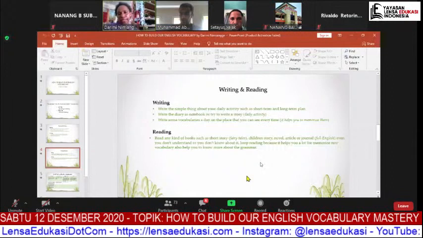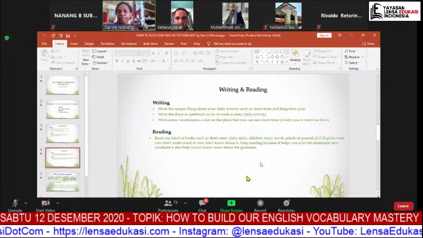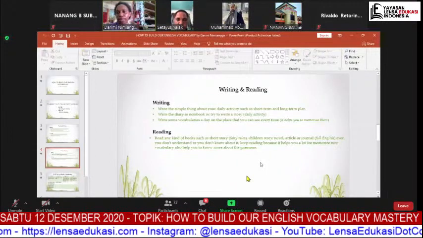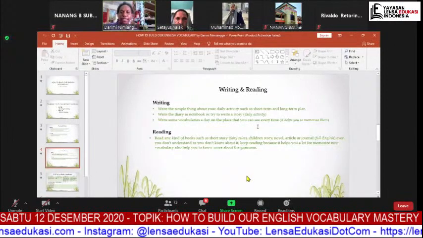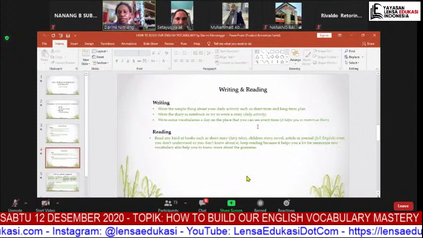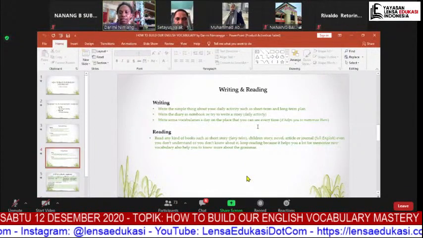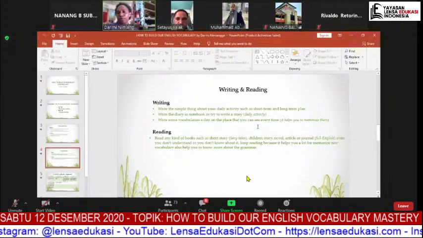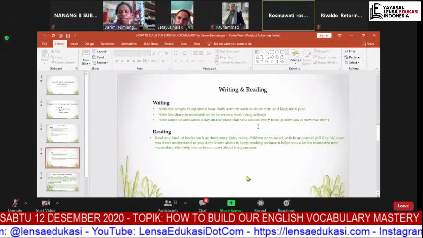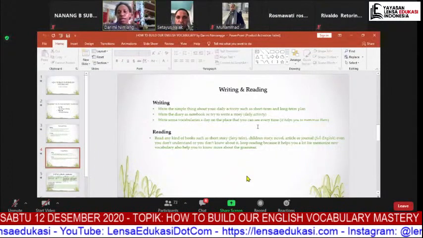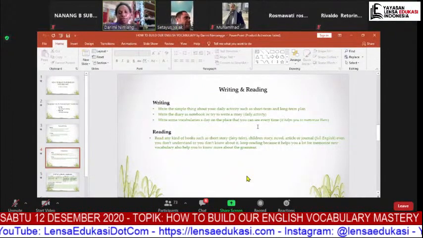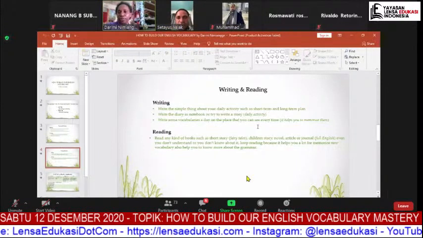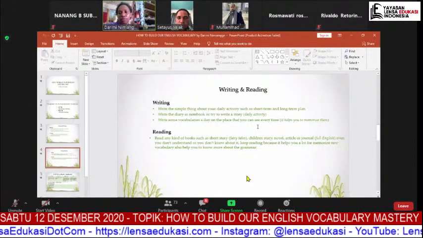And number three is to write some vocabulary a day in a place that you can see every time. It also helps you memorize new words. And for reading, read any kind of book, such as short stories, fairy tales, children's stories, novels, articles, or journals in full English. If you don't understand, keep reading, because it helps you a lot in mastering vocabulary. It also helps you learn more about grammar when you're reading an article, journal, or book.